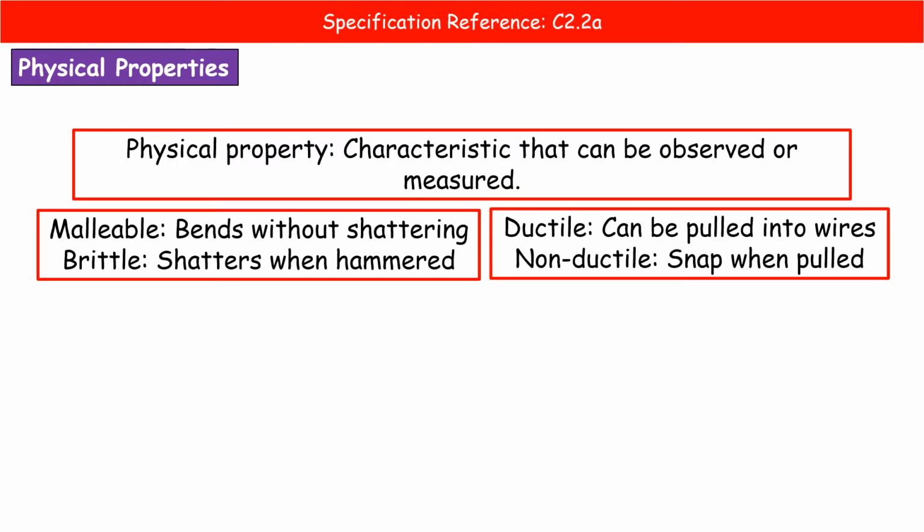The physical properties, first of all, are characteristics that we can either observe or measure. So two categories that they like, I've given to you on the screen. Something may either be malleable or brittle. If something is malleable, that means we can bend it without shattering, whereas if it's brittle, it will shatter when you hammer it or try to bend it too much. The other one, ductile, means that we can pull it into wires. Non-ductile means that it's going to snap when we try and pull those ends.